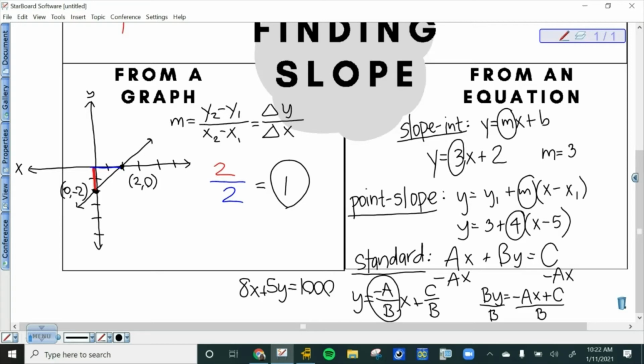What's my slope? Yeah. It's going to be negative a over b. So what did you tell me a was? Not 8x, just 8. See how here a is the number being multiplied by x. So over here it's going to just be 8. So negative 8 over, what's b? 5. So my slope here is negative 8 over 5.